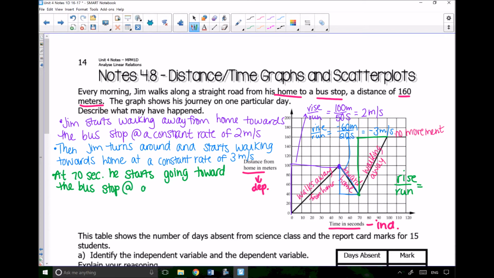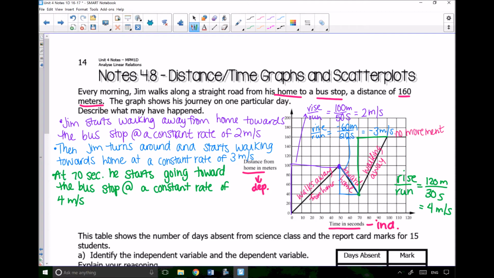At a constant rate of what? So if he started at 40, right here, and he went to 160, his rise is 120 meters. And his run, he went over by 30 seconds. So it's 120 meters over 30 seconds, which is 4 meters per second right here. So at a constant rate of 4 meters per second.